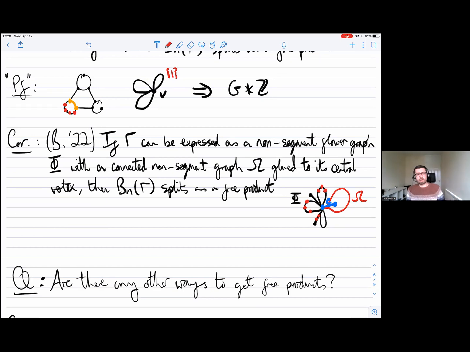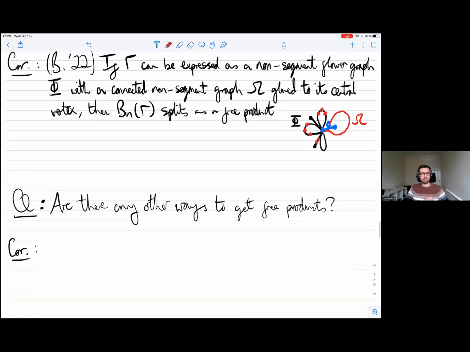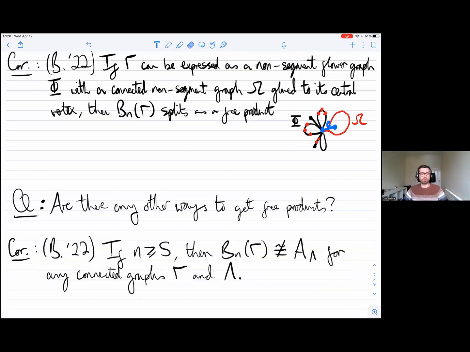Another interesting direction you could take this is by studying the relationship between a graph braid group and a right-angled Artin group. So another corollary is that if you have at least 5 particles, then actually a graph braid group is never isomorphic to a right-angled Artin group, assuming that gamma and lambda are both connected. So the right-angled Artin group, recall, is a group associated to a finite graph, a lambda here, where the generators of the group are given by the vertices of lambda, and then 2 generators commute if and only if there's an edge in the graph.